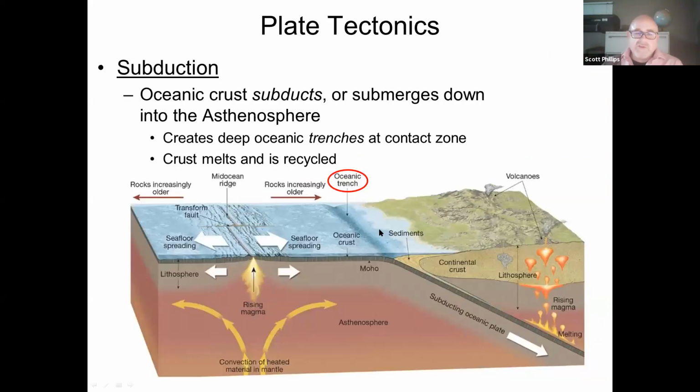Where you have the trenches, what's happening there is subduction. Subduction is where one plate is being pushed underneath the other, and because the oceanic plates are heavier, they subduct underneath the lighter continental plates. And then that plate is melted underneath the earth and recycled.